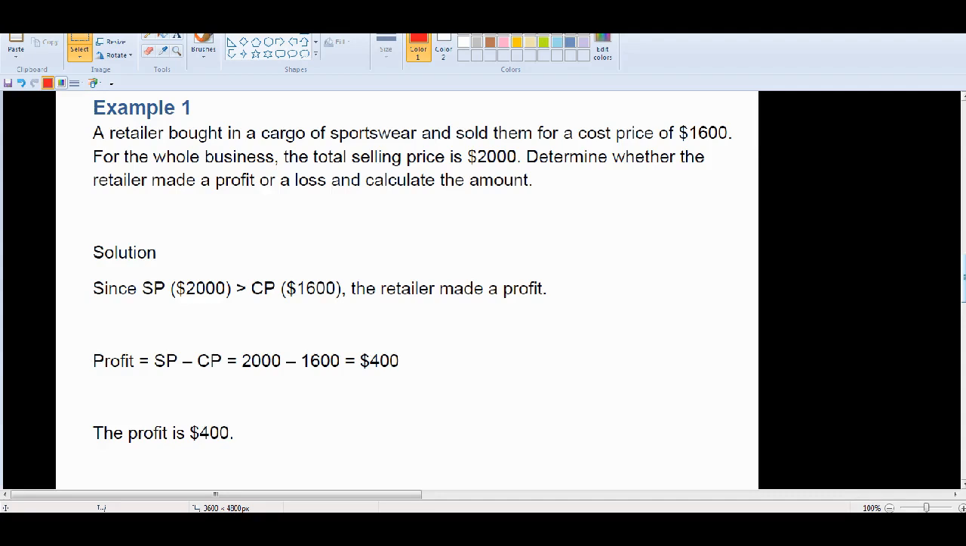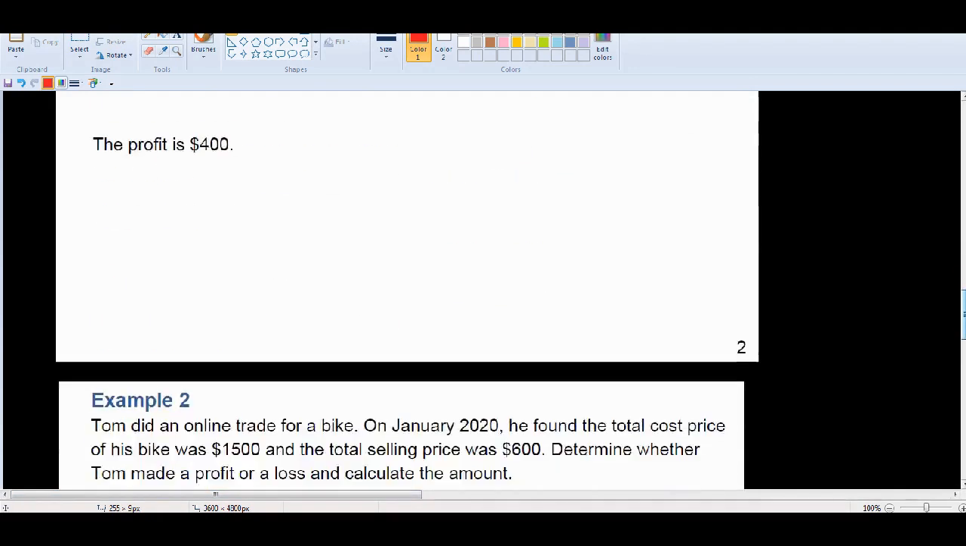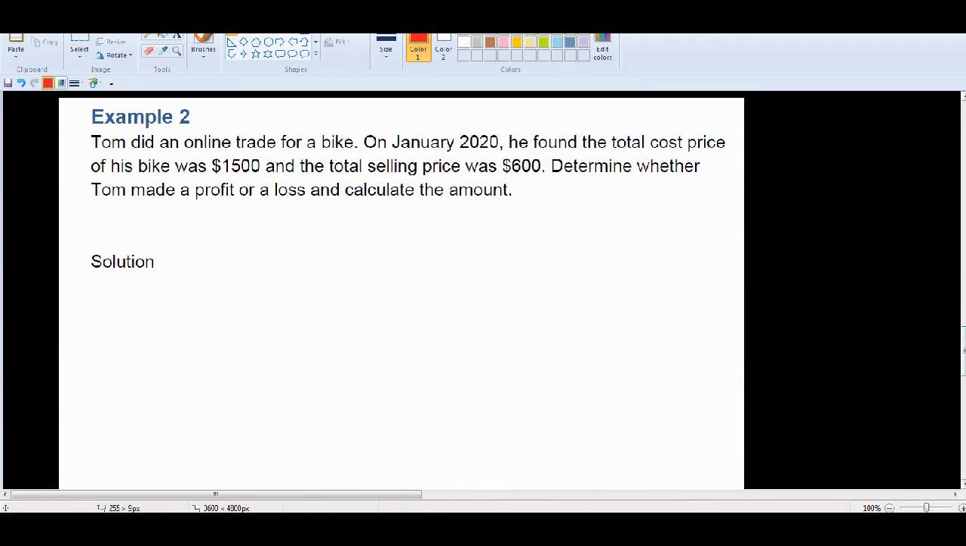You need to determine whether they are making a profit or loss, and you need to calculate the amount. The amount will be selling price take away cost price. You get $400, and that's the profit, $400. That's the first example. Let's see another one.